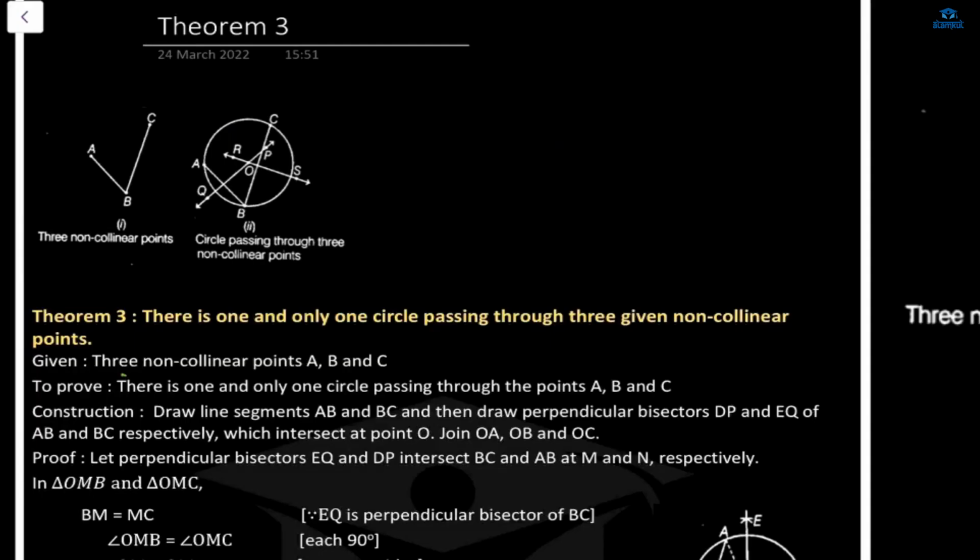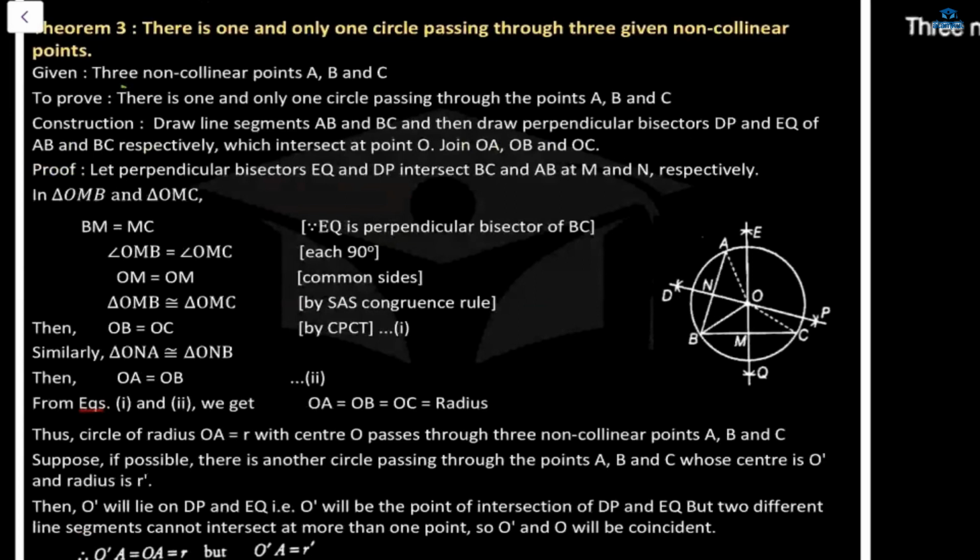Now the theorem. What we are going to see here in the theorem is that there is one and only one circle that passes through three given non-collinear points. So if there are three non-collinear points, then only one circle will be there that passes through all the 3 points. Understood? Through 2 points, you can draw infinite circles. Through a single point, you can draw infinite circles. But through three non-collinear points, only one circle will be there that passes through all the 3 points. So here, how are we going to derive it?